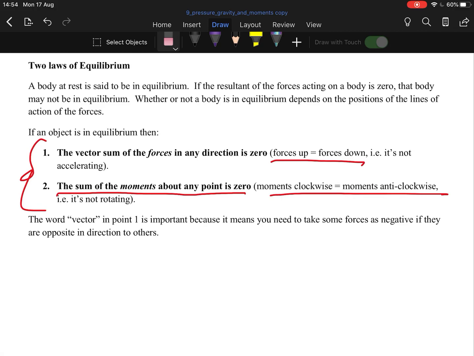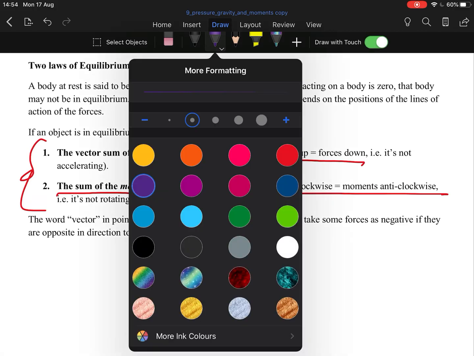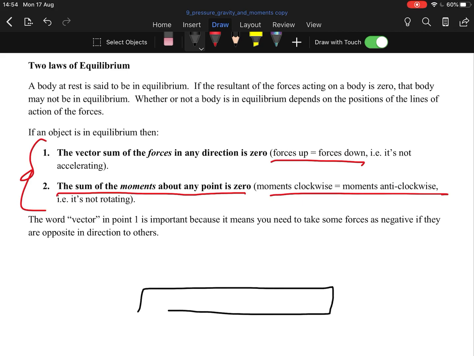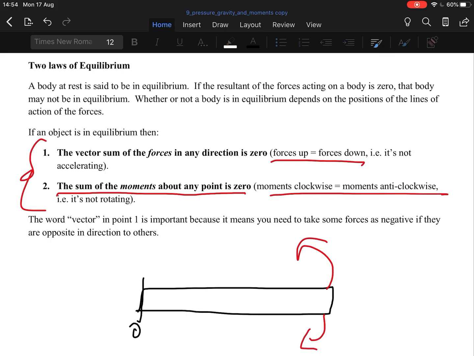Now, generally, what I do to make it easier, I would advise everyone to do this. And I do it for the experiment as well. When you have your ruler, make the moment, the turning point, the 0 point of the ruler here. Therefore, your clockwise is everything that pulls it down, and your anti-clockwise is everything that pulls it up. That's basically it. It's much easier than trying to do it the other way, okay?